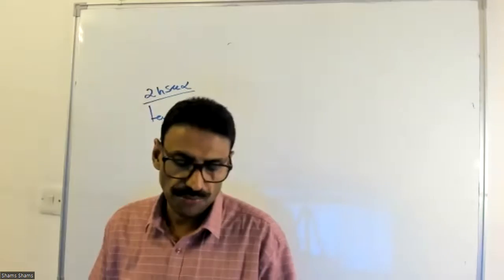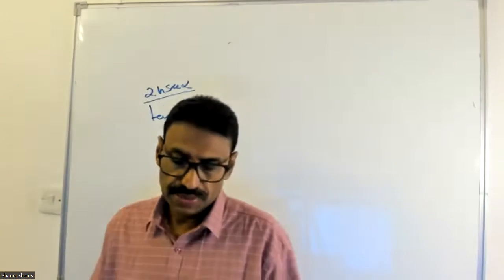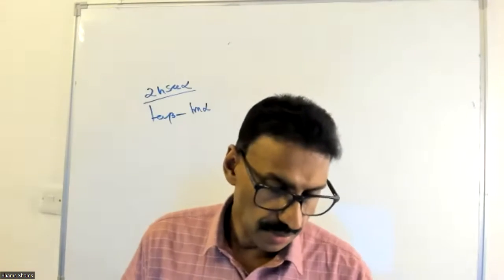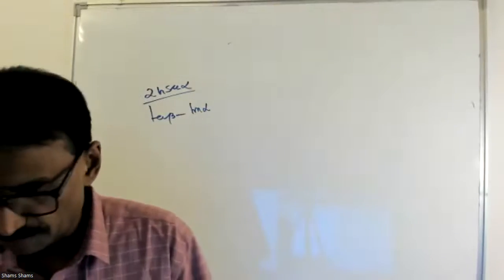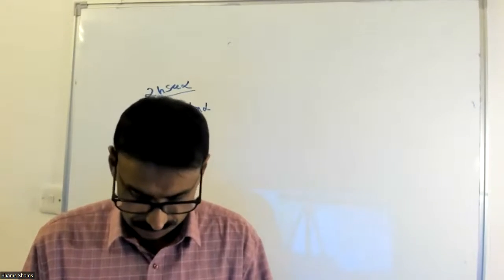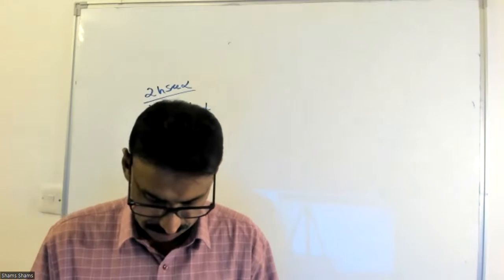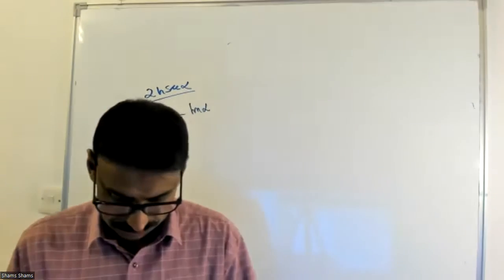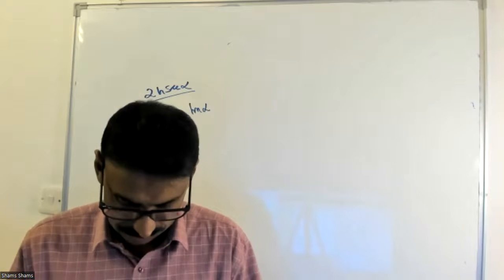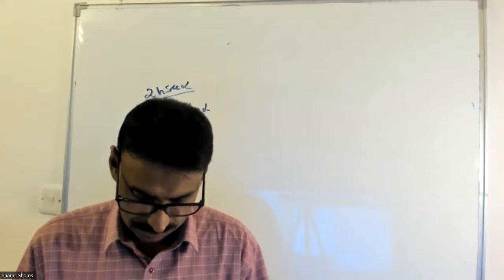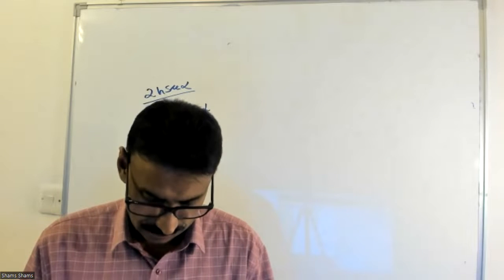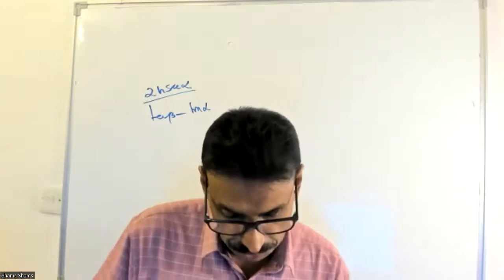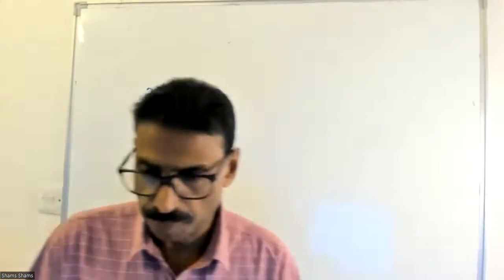Section C, this question. At the foot of a mountain, the elevation of its summit is 45 degrees. After ascending 1000 meters towards the mountain up a slope of 30 degree inclination, the elevation is found to be 60 degrees. Find the height of the mountain. Okay, try that one. Read this one, and if not getting, ask me, okay? Maybe you have a doubt in this question.